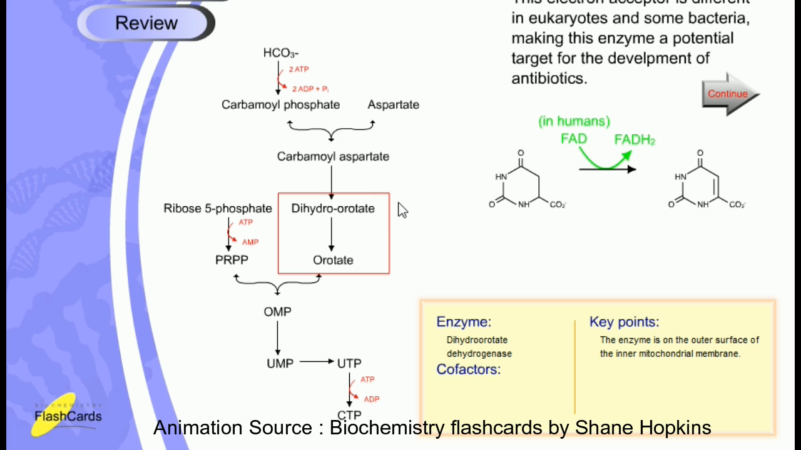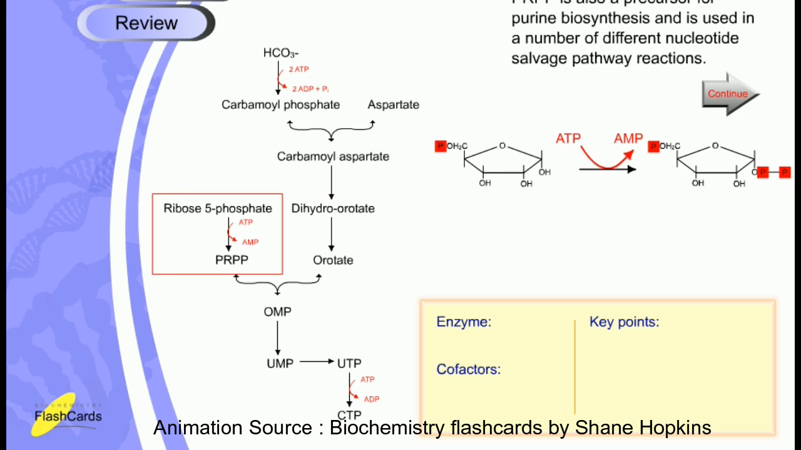The key point for this reaction is that the enzyme is present on the outer surface of the inner mitochondrial membrane. And this electron acceptor is different in eukaryotes and some bacteria. That makes a very important point: it makes this specific part of the pyrimidine synthesis a potential target for the development of antibiotics. Let's move on to the next part.